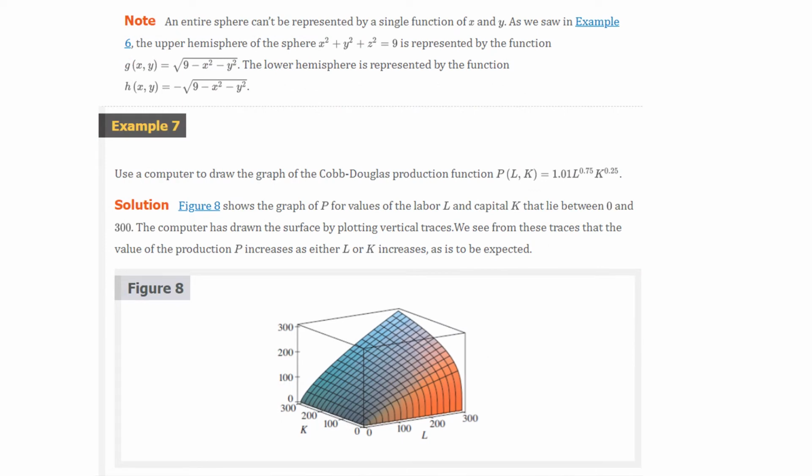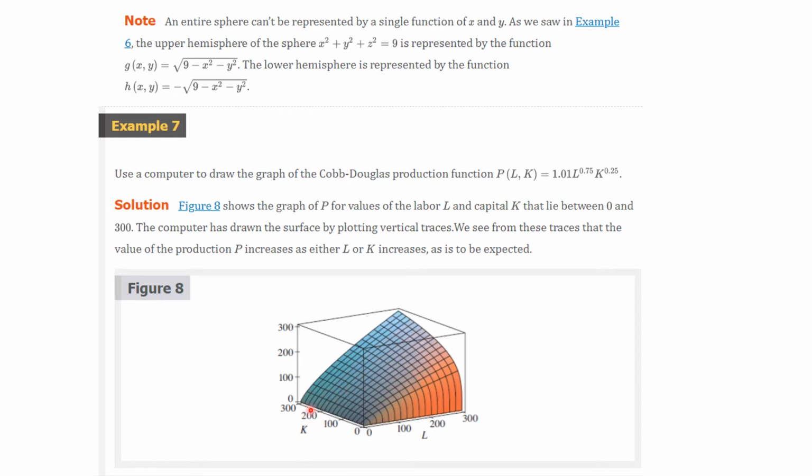Okay, in this example we're saying use a computer, and I'll talk about computers later, but we're talking about graphing this Cobb-Douglas production function, and this is one we actually talked about before. This is one where they did the regression analysis to get this. So if we graph that, we get a graph that looks like this.